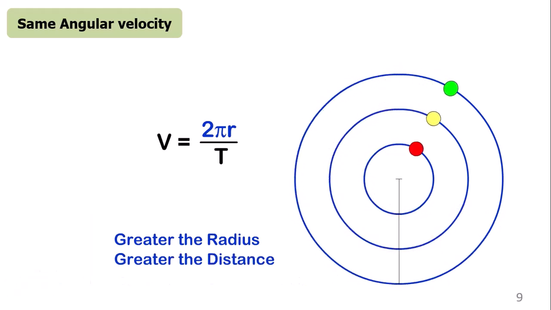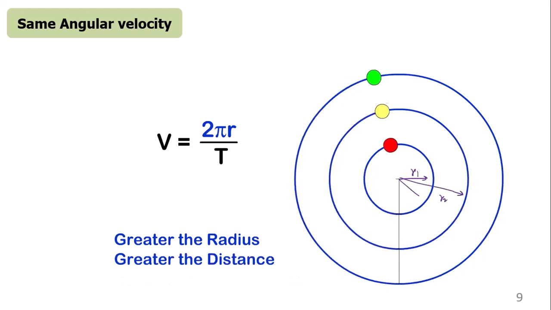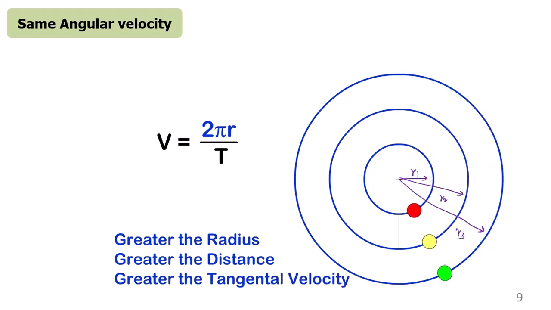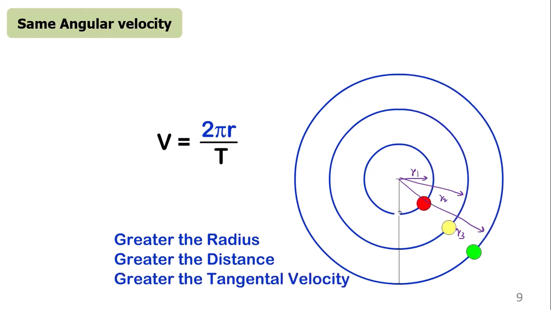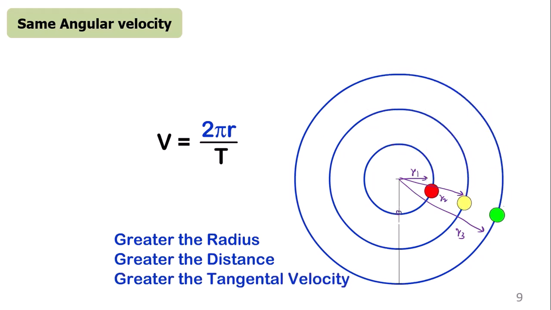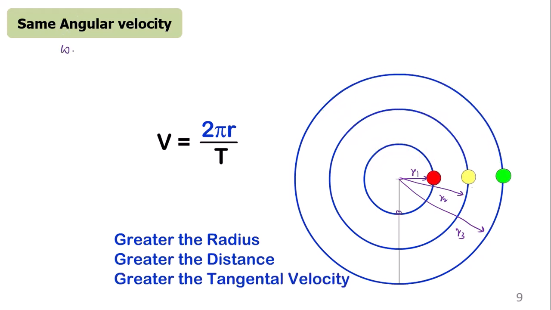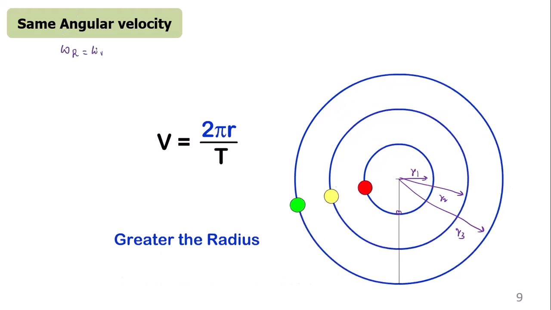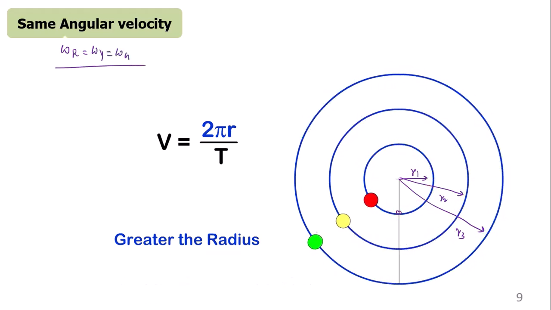So now, let us say there are three particles rotating at different radii. If I say this radius is R1, then this is R2, and the last radius is R3. If I draw a vertical line, you can see that all the particles are crossing this vertical line at the same instant. That means omega for each particle is the same: omega for red equals omega for yellow equals omega for green.